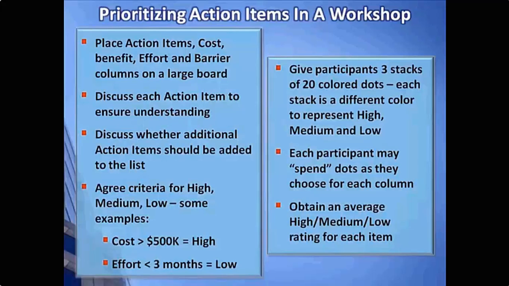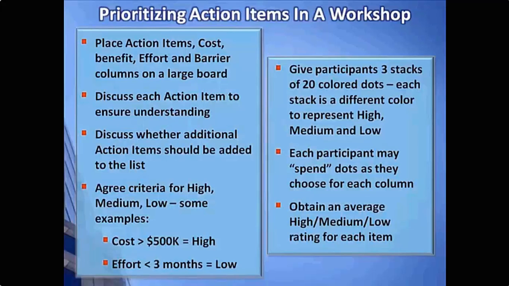We'll then agree criteria for high, medium, low. And again, here are some brief examples. We'll see more of these coming up in a bit. We're basically saying, just taking cost, for example, if it's greater than, say, $500,000 US, we're going to consider that high. Effort, if it's less than 3 months, we might consider that as low, so we'll get an L.